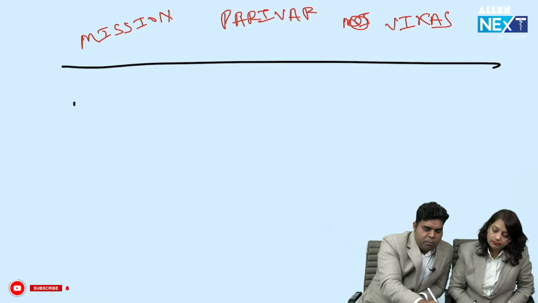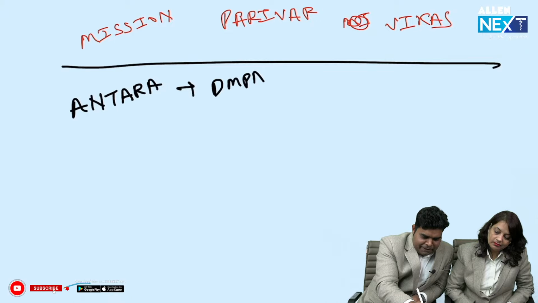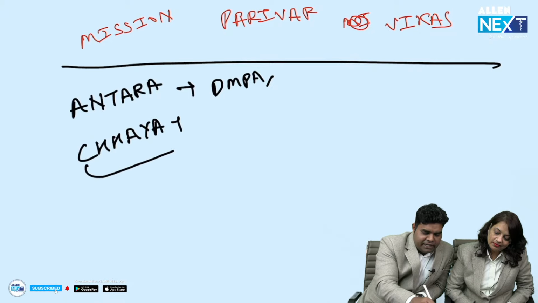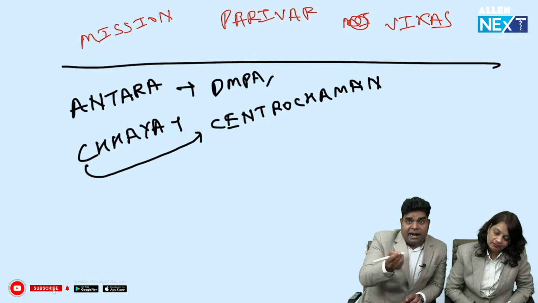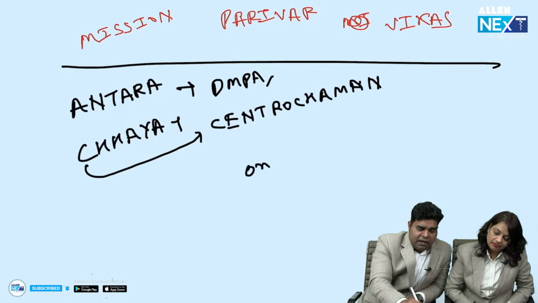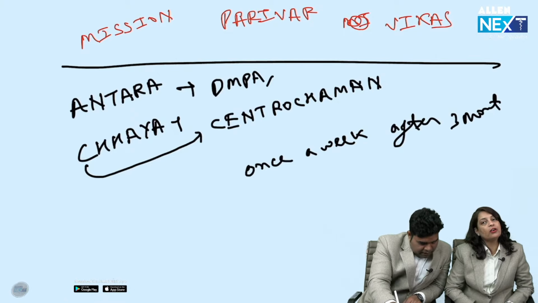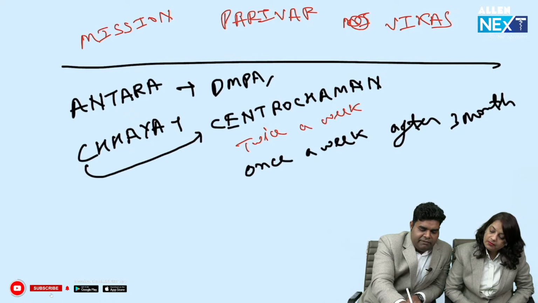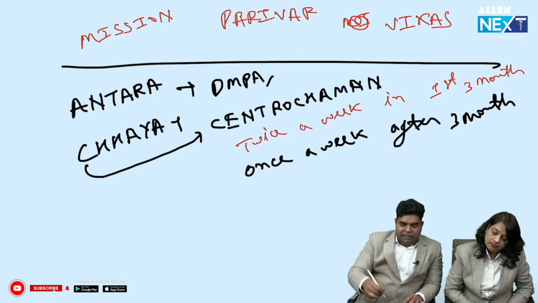Under it, the government is promoting Antara, not Santara. This Antara is the DMPA. Then there is the Chaya. C for Chaya, C for Centchromane. This is the Centchromane tablet which ma'am says was earlier Saheli, and now they call it Chaya. As ma'am was saying, it is given once a week, but after 3 months. Yes, very correct, ma'am: twice a week in the first 3 months, and then it becomes a once a week pill.